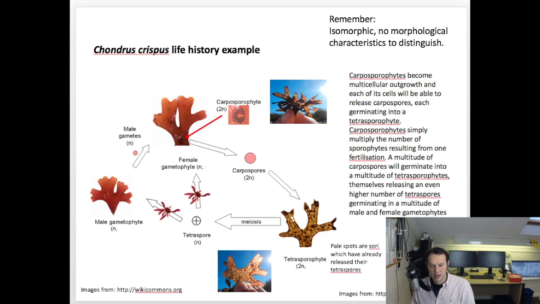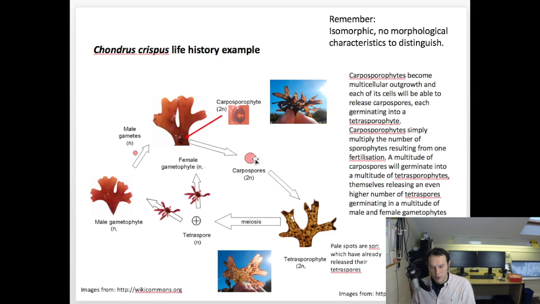We now look at a more complex life cycle, which is the multistage life cycle of Chondrus crispus. Here we have a male and a female gametophyte. Females have this structure here called a carposporophyte, that will receive the male gamete. Once fertilized, the carposporophyte will produce a single carpospore, which will then grow into a tetrasporophyte.